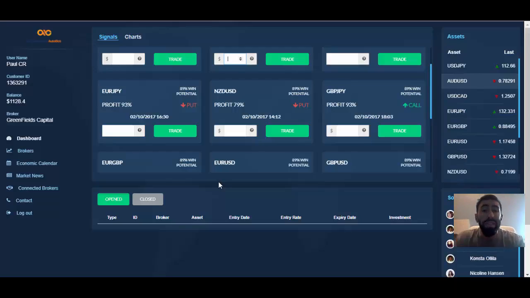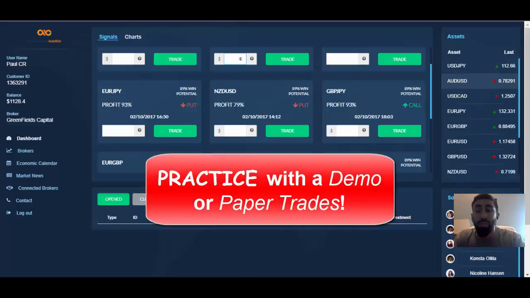There are so many indicators out there, so many strategies. So if you intend on trying out manual trading, what I recommend that you do is practice first. Practice with a demo if your broker provides one, or just simply write them down on a piece of paper and do paper trades. This will allow you to practice following the signals.